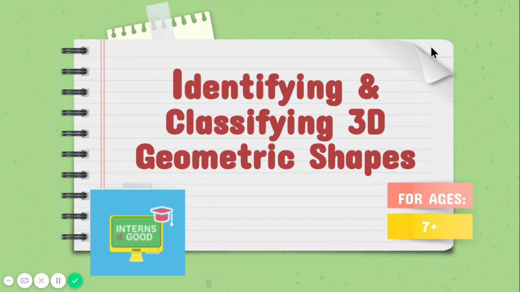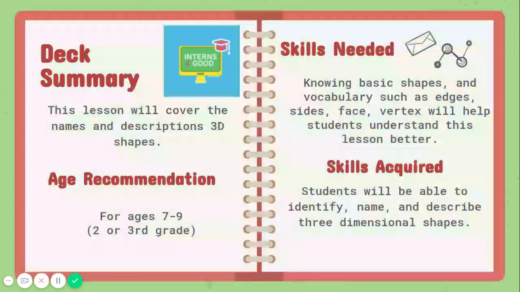Identifying and classifying three-dimensional geometric shapes. Text summary. In this lesson, you will learn how to name and describe three-dimensional shapes. This lesson is recommended for ages 7 through 9. Knowing basic shapes and vocabulary such as edges, sides, bases, and vertices will help students understand this lesson better. However, it is not required. Students will be able to identify, name, and describe three-dimensional geometric shapes.